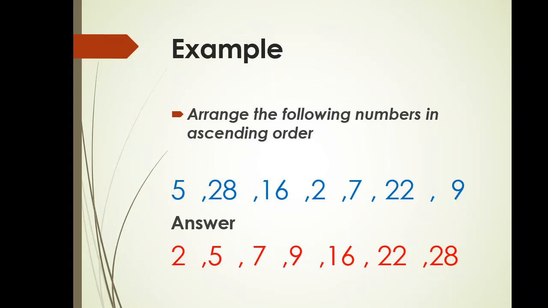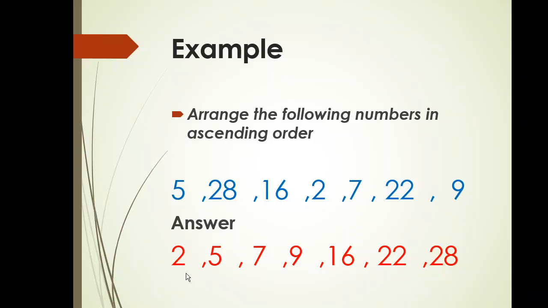We need to arrange these numbers in ascending order. Ascending order, I said, we start with the smallest number until we reach the largest number in the list. So we start here with 2, and then 5, and then we move to 7, 9, 16, 22, and then the last number will be 28.